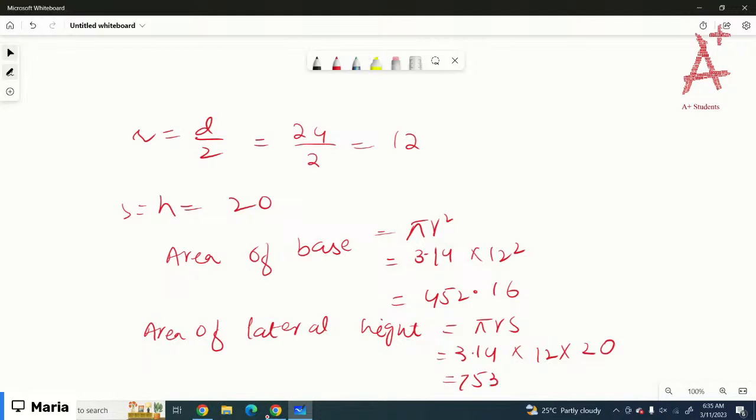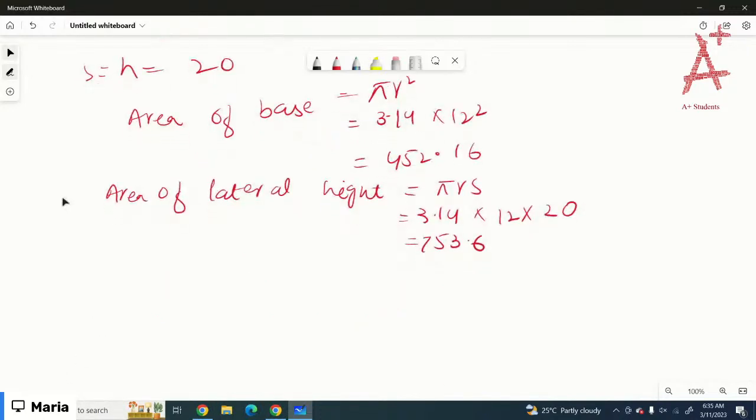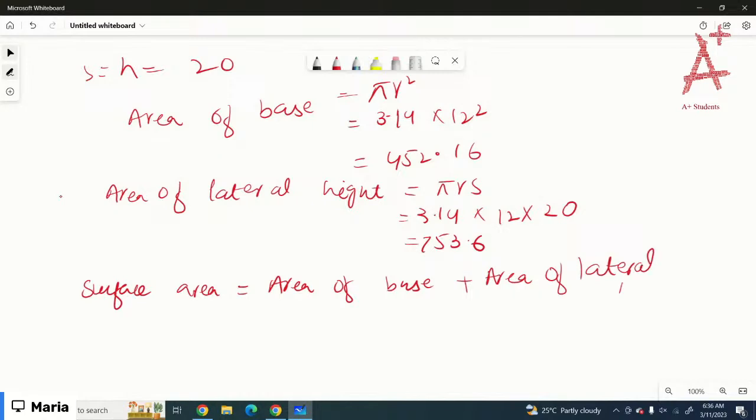So to calculate the area of the cone, you have to add up both the areas, the area of base and the area of lateral height. Got it? So the surface area equals area of base plus the area of lateral height. So just add up both the areas.